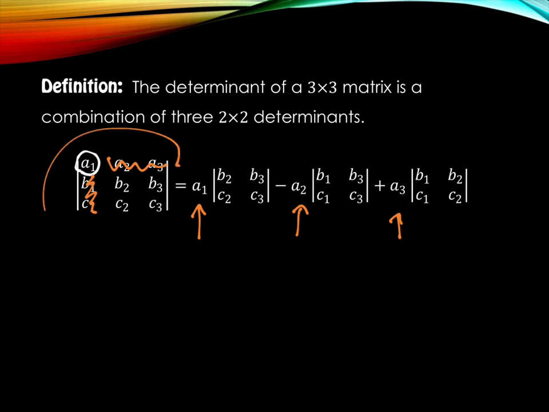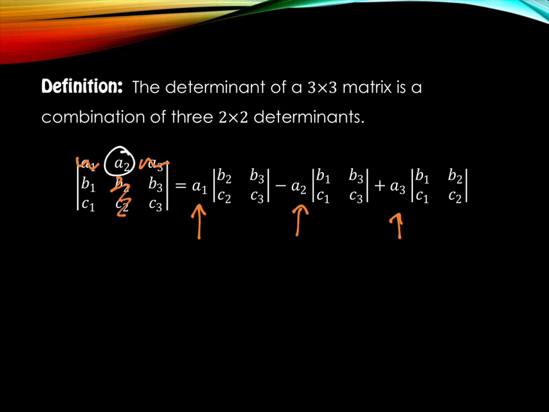Let's talk about the middle. In the middle it's the opposite sign, so we have the opposite of A2, subtraction for A2. Again, we eliminate the row that A2 is on and the column that A2 is on, and we get the other four pieces. So we have B1 and C1, and then B3 and C3. That's the determinant that's formed.